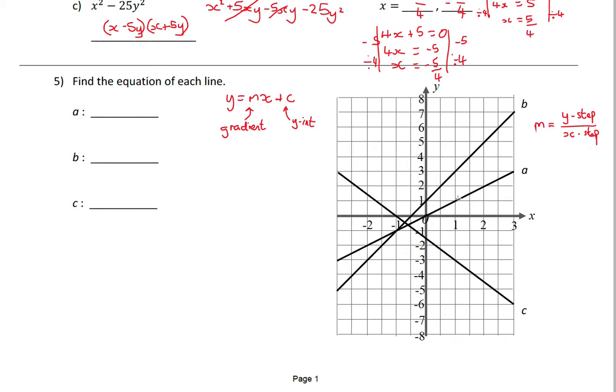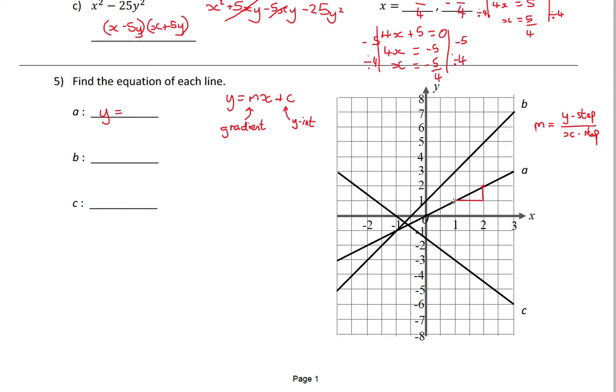Okay, so let's start with line A. Its y-intercept is 0. It's going through the y-axis at 0. So it's going to be y equals something x plus 0. Now obviously I'm not going to write that plus 0 because it wouldn't affect the equation. So all I'm looking for is the gradient on this one. So find the point where it goes through 2 corners of a square. That will make this easiest. Okay, there and there's fine. Draw yourself a triangle.